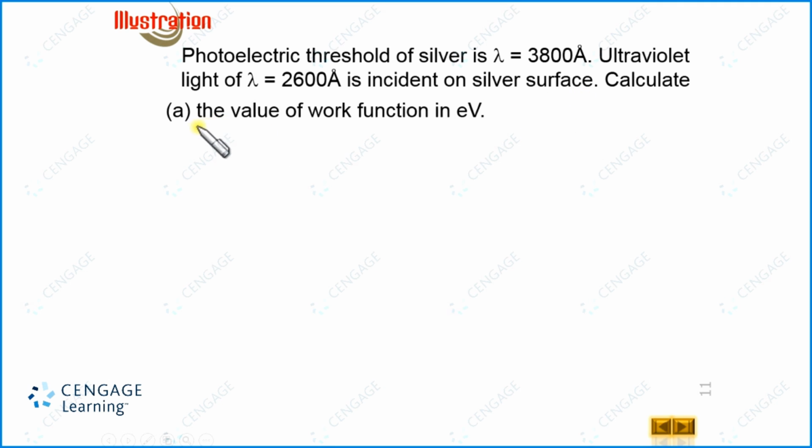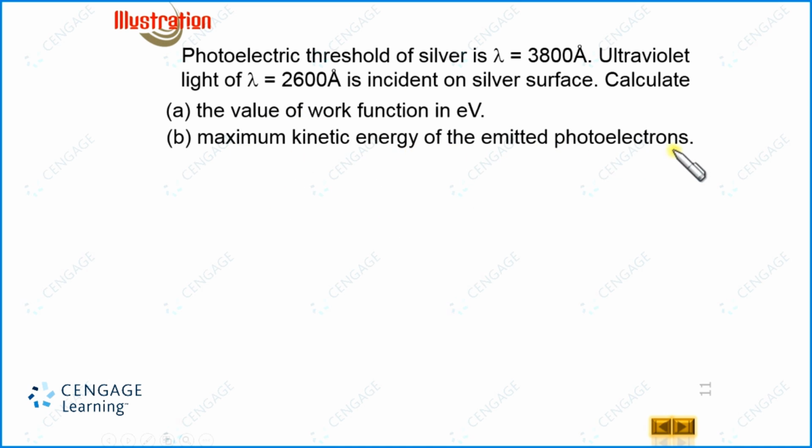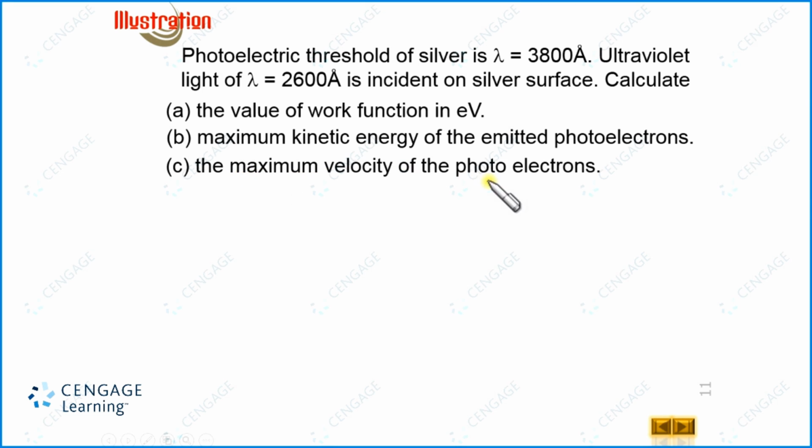We need to calculate A, the value of the work function in electron volt; B, the maximum kinetic energy of the emitted photoelectron; and C, the maximum velocity of the photoelectrons. We are given the mass of the electron as 9.11 into 10 to the power minus 31 kg. Okay, so let us move to analysis of this part.